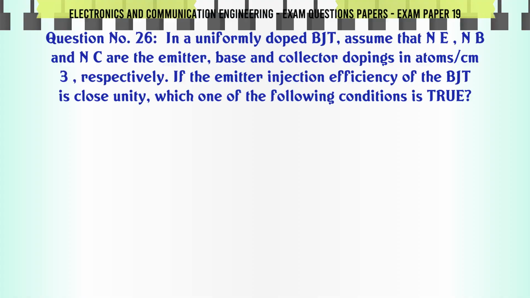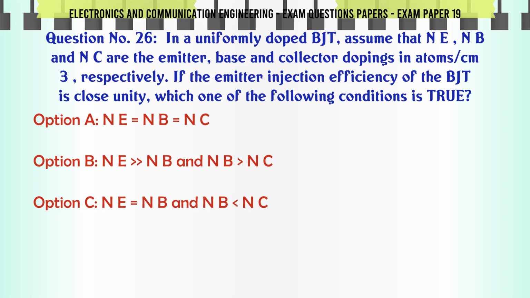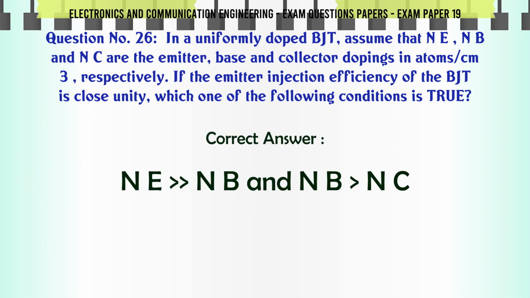In a uniformly doped BJT, assume that Ne, Nb, and Nc are the emitter, base, and collector dopings in atoms per cm3 respectively. If the emitter injection efficiency of the BJT is close to unity, which one of the following conditions is true? A. Ne, Nb, Nc, B. Ne, Nb, and Nb, Nc, C. Ne, Nb, and Nb, Nc, D. Ne, Nb, Nc. The correct answer is Ne, Nb, and Nb, Nc.